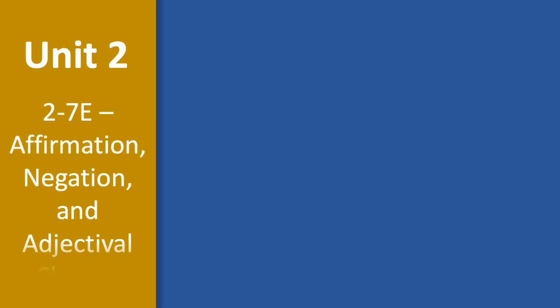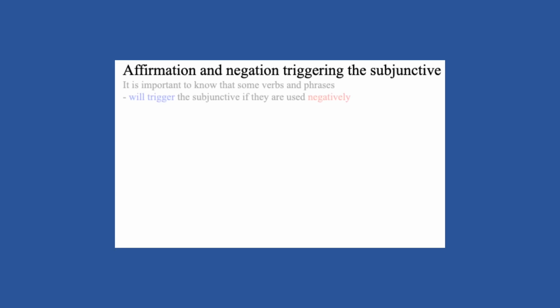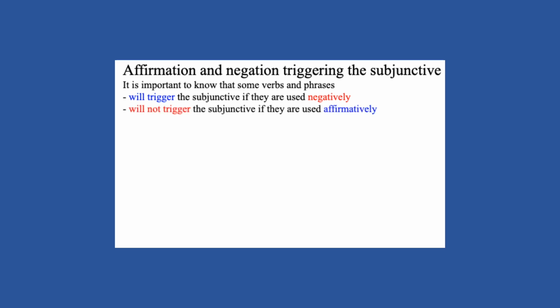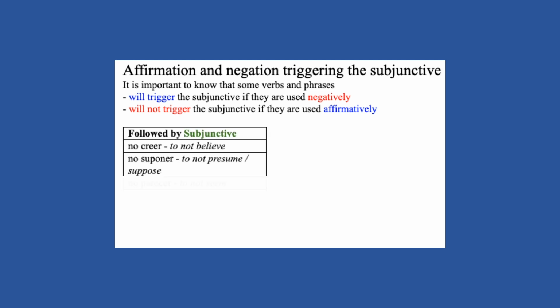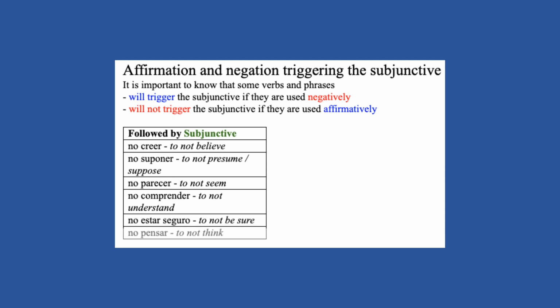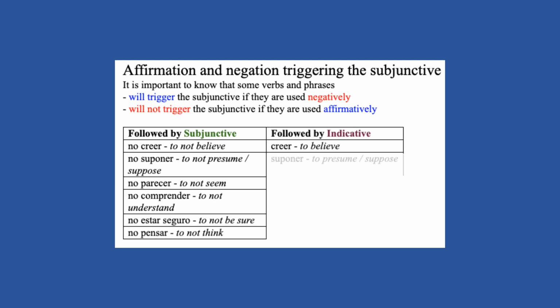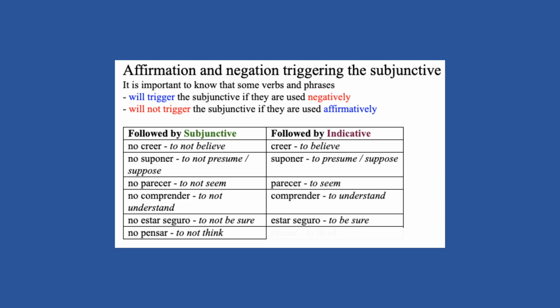Next is the subjunctive with regards to affirmation, negation, and adjectival clauses. It is important to understand that some verbs and phrases will activate the subjunctive when used negatively, but will not activate the subjunctive when used affirmatively. These verbs and phrases are negative and are followed by the subjunctive. Their affirmative counterparts, however, are followed by the indicative and do not activate the subjunctive.